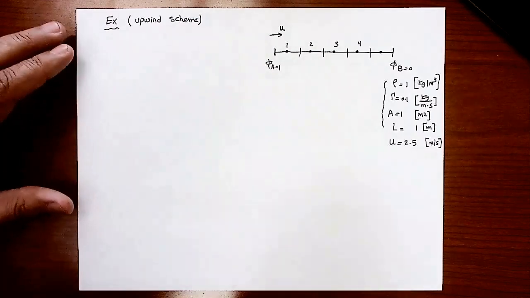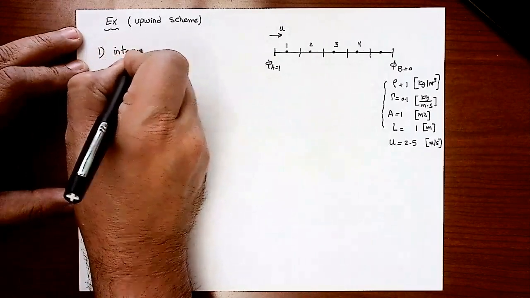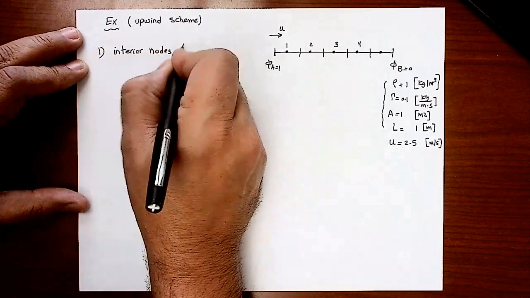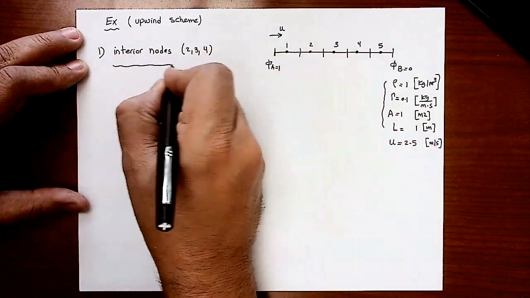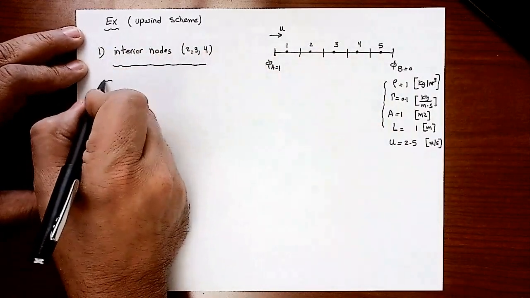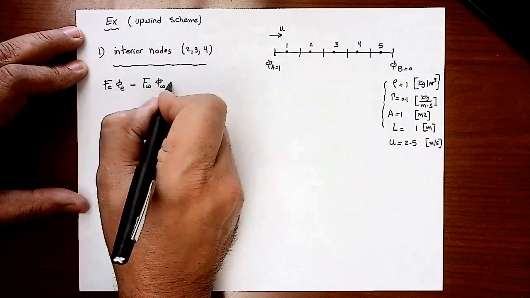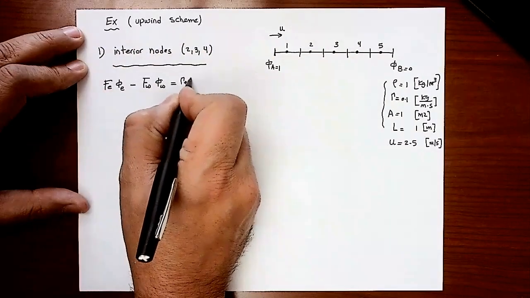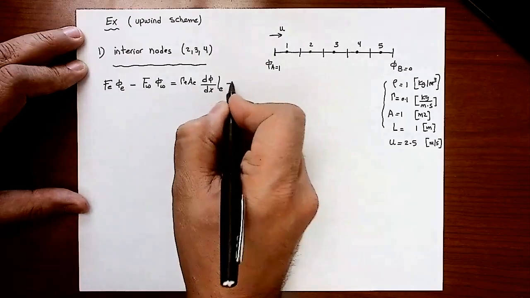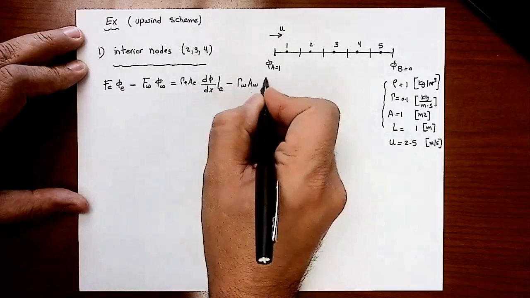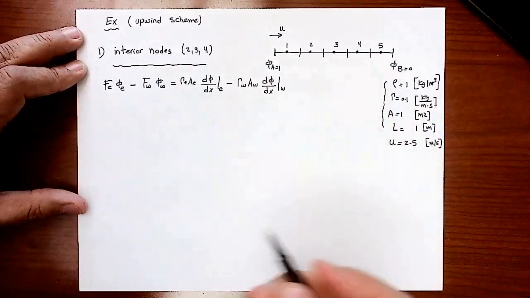As usual, we're going to start with all the interior nodes, which is 2, 3, and 4. And the general equation that we use is F east phi east minus F west phi west is equal to kappa east A east d phi by dx at the east face, minus kappa west A west d phi by dx on the west face. And there was no source term in this equation.